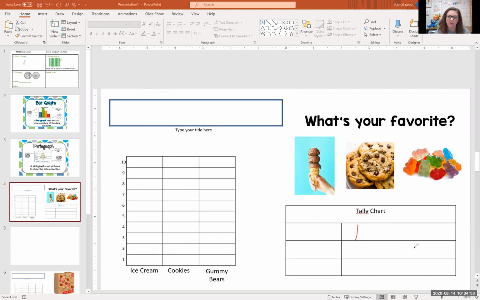Wait a second. I don't have any labels in my tally chart. While we're waiting for my friends to text me back, can you help me write these labels? Let's see here. First, I have ice cream.